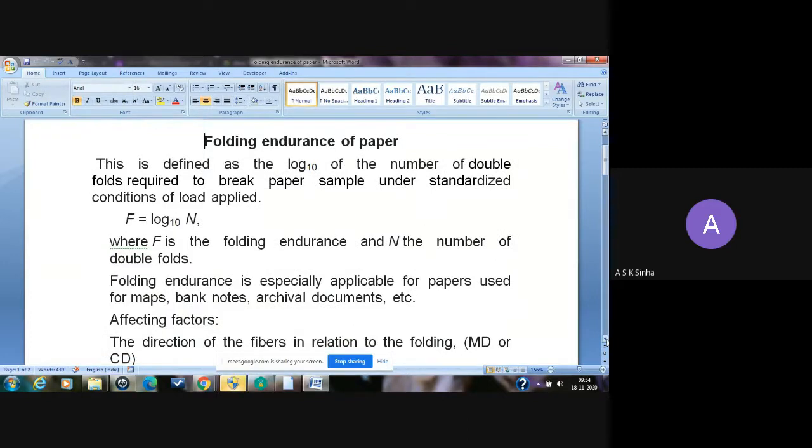So basically, it's being subjected to tension along with folding in a cyclic manner. That means first of all it's being folded on the left side, then on the right side. It's completing one complete cycle. And in this way, we are applying the force also and bending it several times. And then we see after how many cycles it will be breaking.